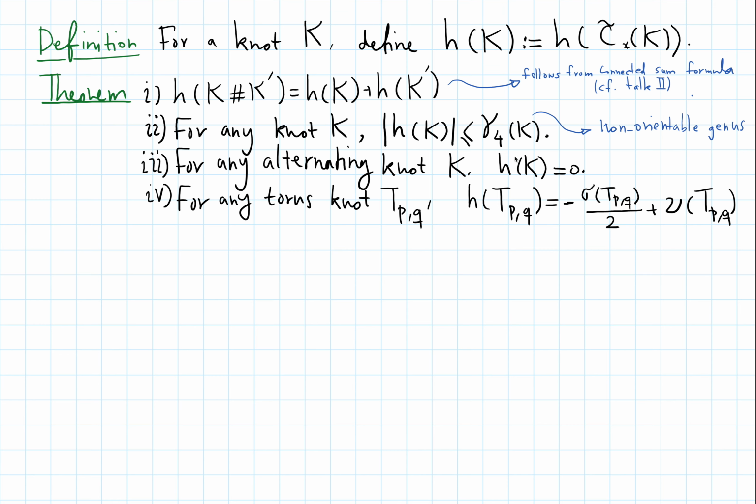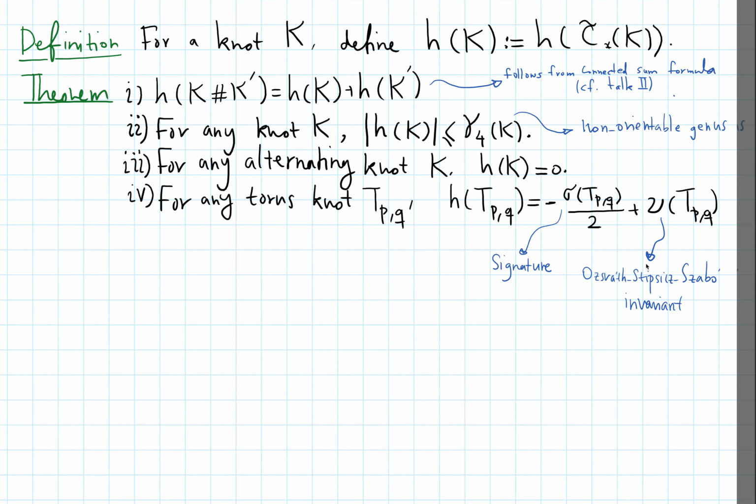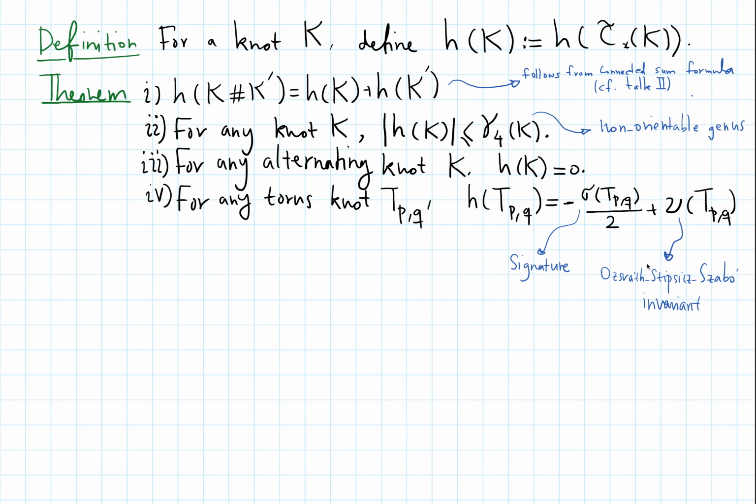And for any torus knot T(p,q), h of T(p,q) can be computed as the sum of two other invariants. The first one is the signature of our knot, which is the classical invariant. The second one is upsilon of our knot T(p,q), which is an invariant defined by Feller, Lipschitz, and Zabel. In particular, they define this invariant to get some lower bound for the non-orientable genus. So this identity is also closely related to property 2 of h.